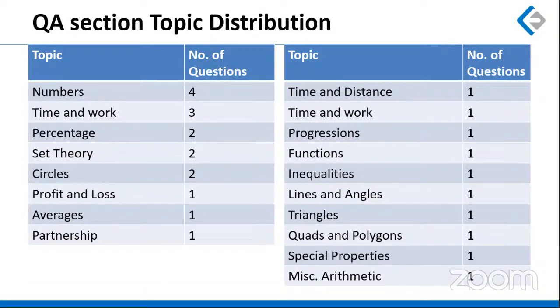So you can see there are 4 questions from numbers. There are 3 questions from time and work, 2 questions each from percentage, set theory and circles, and 1 question literally from every other topic, that is profit and loss, average, partnership, time and distance, progression. I'm sorry, time and work is 3 here. That's a typo here. Okay, time and distance is 1, progression is 1, functions is 1, inequalities 1 question, lines and angles 1 question, triangle 1 question, quads, polygons, special properties, and miscellaneous arithmetic, each carrying a weightage of 1 question. You can see permutation, combination, and probability being absent here, but the rest of the chapters finding sufficient coverage over here. Let's move to the classification of question.